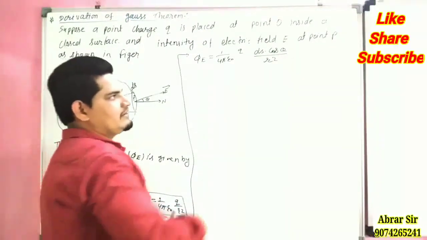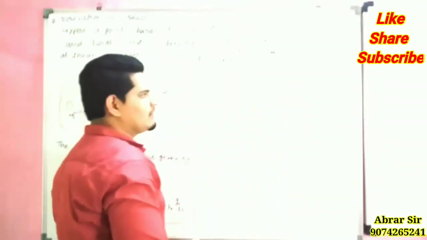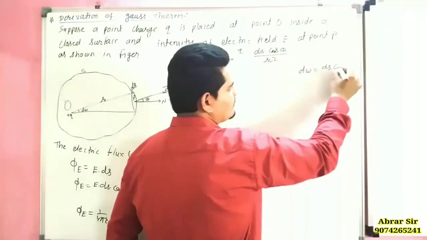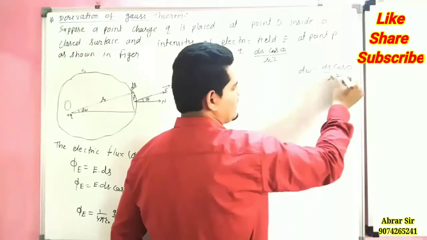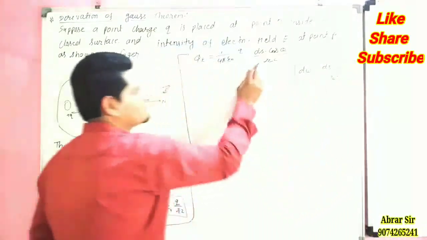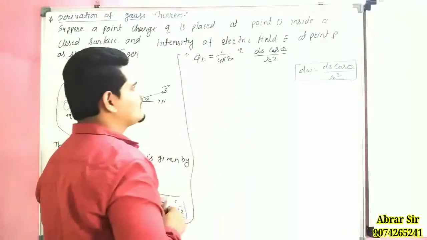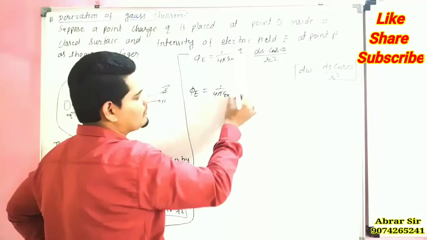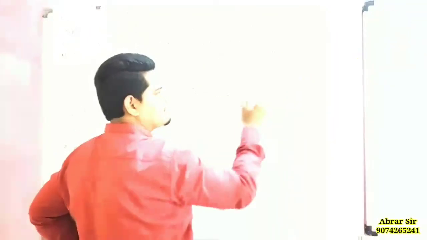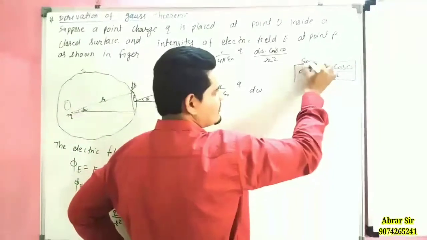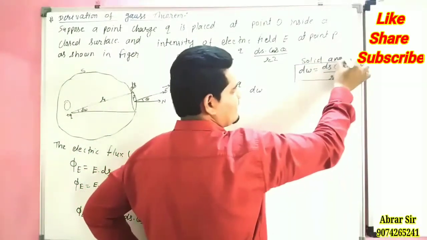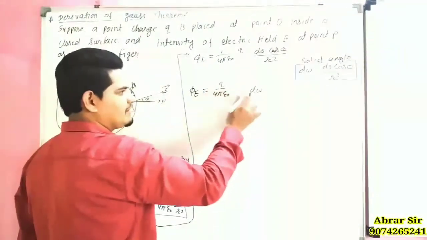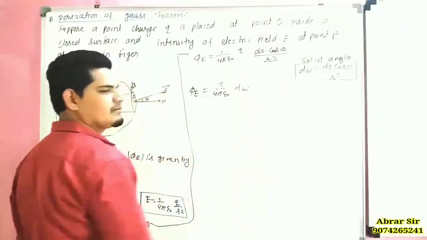We know that this is the solid angle. We already know the solid angle d omega is equal to ds cos theta divided by R square. This is the formula of solid angle, so we can put d omega at this place. Phi E is equal to 1 upon 4 pi epsilon naught Q, and this is d omega, the solid angle.